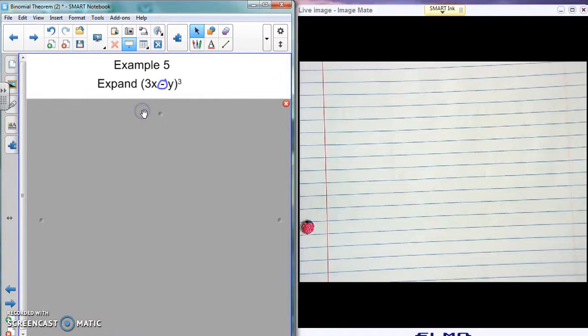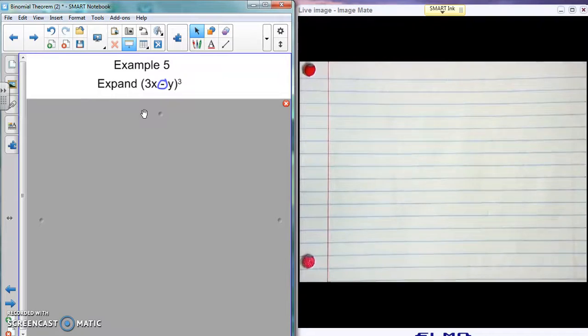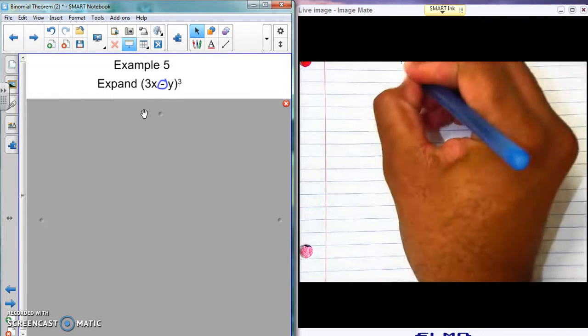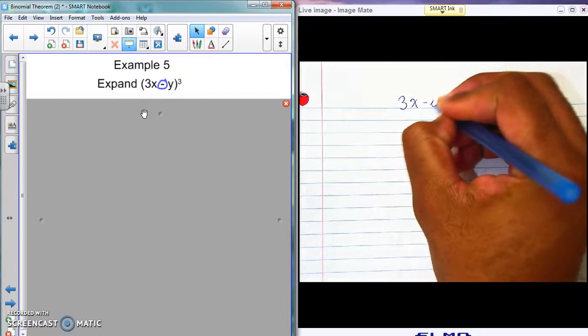Oh, you don't see that part yet. That was the change, that last part at the bottom. But we're not going to do that. I'm not going to let you see that part yet. So we're going to expand 3x minus 1 to the third power.